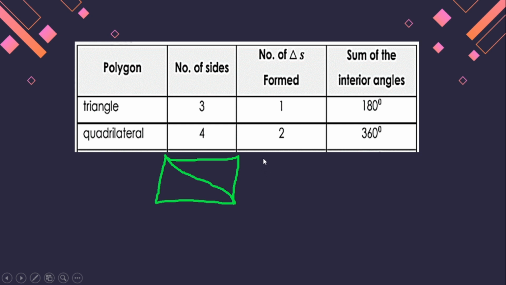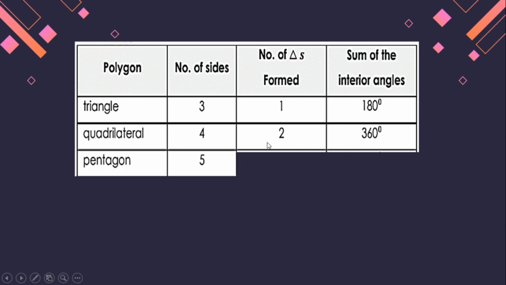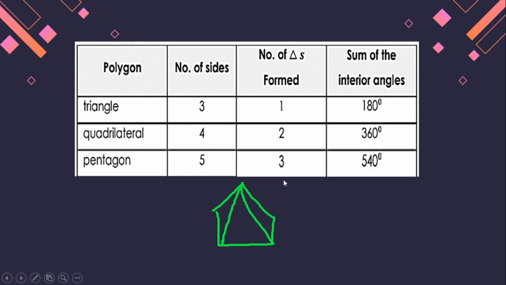Now, nung nagkaroon tayo ng pentagon, yung kanina nating pentagon, di ba nagkaroon tayo ng ilang triangle? Naka-form tayo ng tatlong triangle. Tama? And that is equal to 540 degrees kasi tatlong 180 yon.